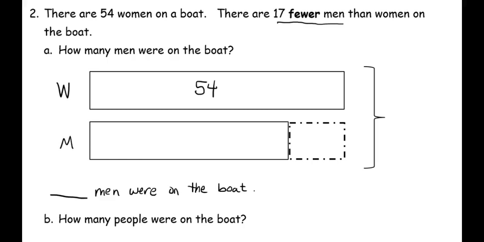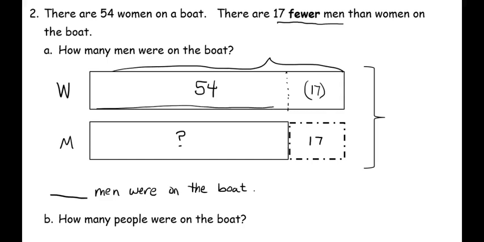The bottom tape would be the men. Now we don't know how many men, but we do know that the difference between the men and the women will be 17. So I'm going to show that empty space here is going to be 17. So I have to figure out, well, if they both had the same amount, the men's tape and the women's tape would be the same length. This part of the women's tape would be 17. So I need to know, if the whole thing is 54, what would this part of the women's tape be?